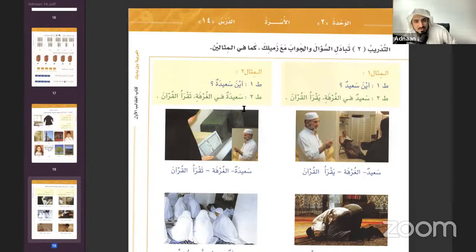Sa'idatun fil ghurfa. Notice how this and this is the same. However, for her, because it's feminine, instead of yaqra'u, which is like saying he is reading, here we have to say she. So we can't say yaqra'u. We say taqra'u. Sa'idatun fil ghurfati taqra'ul Qur'ana.